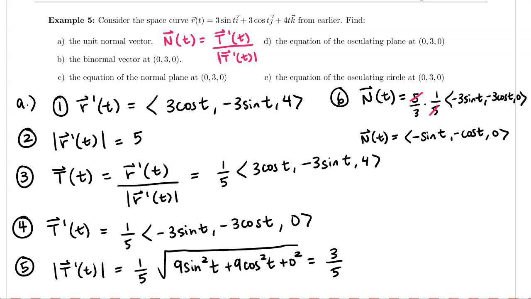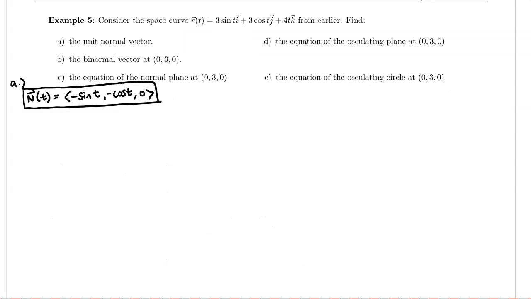Let's go ahead and clean up the screen so we can do the remaining parts. It's going to be a lot of work, so keep some space on your paper. Part B asks us to find the binormal vector at (0, 3, 0), and we get this when t is equal to 0.